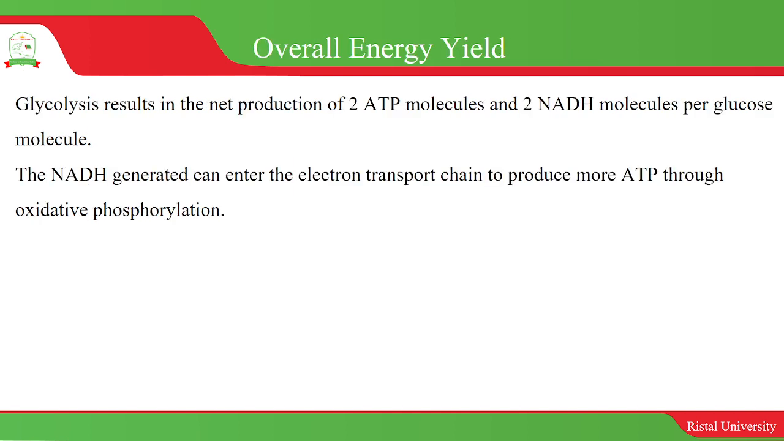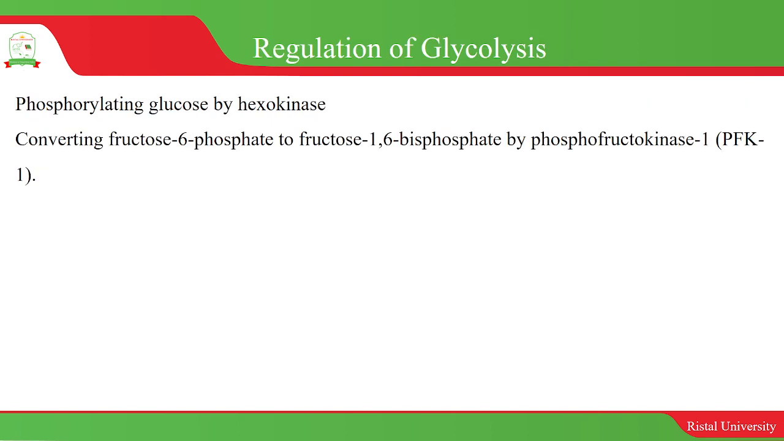So we produce 4 molecules of ATP from glycolysis. Because we use 2 in the process, we end up with a net of two ATP molecules and also two NADH molecules per glucose molecule going through glycolysis. The NADH molecules can now enter the electron transport chain to produce more energy in the form of ATP through the process of oxidative phosphorylation.